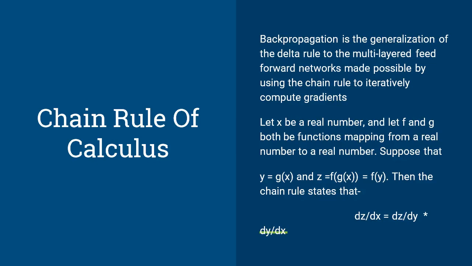Before beginning with the derivation of the backpropagation algorithm, we must know the chain rule of calculus, as the backpropagation algorithm applies the chain rule of calculus. Suppose we have two real valued functions f and g, and y is g of x and z is f of y. Then the chain rule states that the derivative of z with respect to x is equal to the derivative of z with respect to y multiplied by the derivative of y with respect to x.